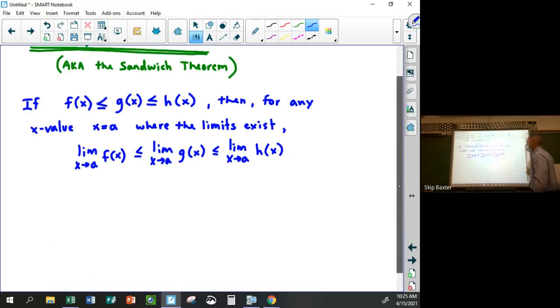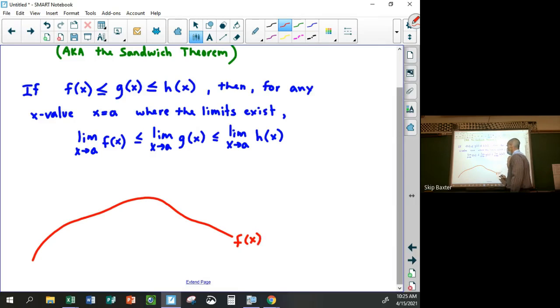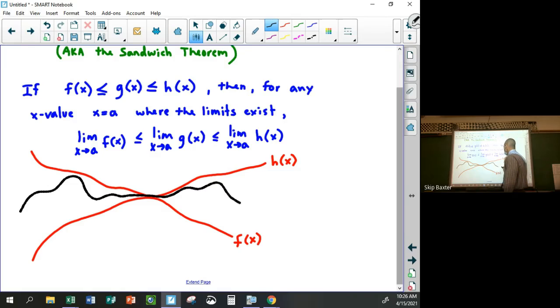So what I'm saying is, the picture would be like this. I have f, which is always on the bottom. Maybe it goes like this or something. This is like f of x. I have h, which is always on the top. So maybe it goes like this, but they touch at a certain point. So say this is like h of x. So what the theorem is saying is, if you have a function that's always somewhere in the middle, then it has to go through that same point. You have to meet at that same point.